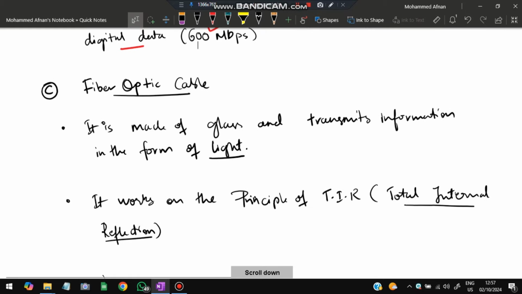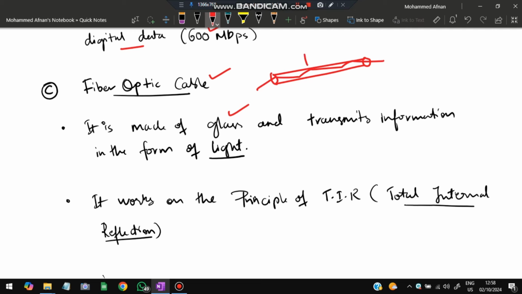Okay. Next, we have the fiber optic cable, the last one in the guided media. So here it is made of glass. Okay, what is fiber optic cable? You have studied in first semester physics. It is a wire made of glass, inside which the light gets transferred like this, and this happens via the principle called total internal reflection, where the reflection happens after touching the surface here. It gets here, it gets here, and so on. Okay. So this is the working principle of fiber optic cable.